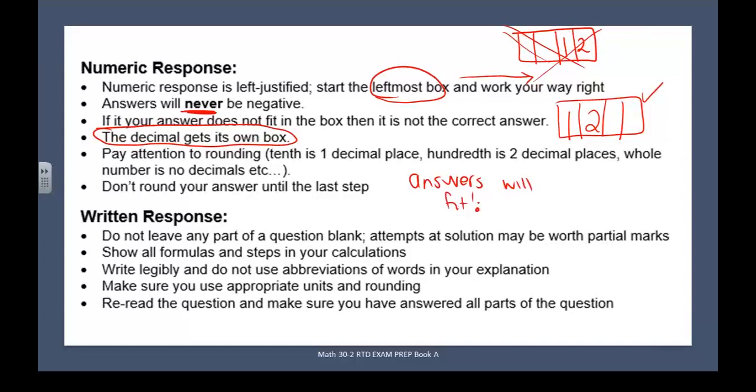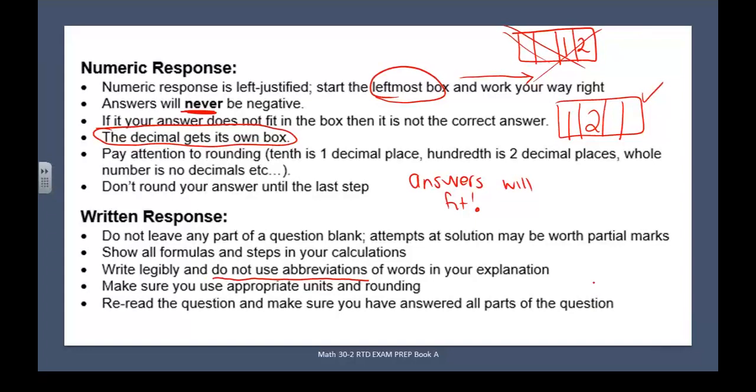So if you get an answer and you need extra boxes, that means that your answer isn't right. It will always fit there. Okay? Written response, we talked about that. This is really important. Do not use any abbreviations.